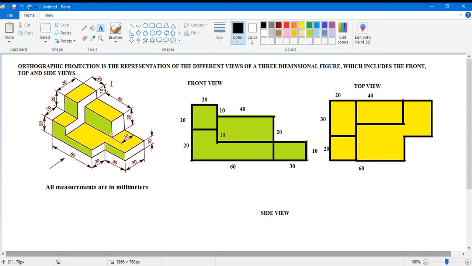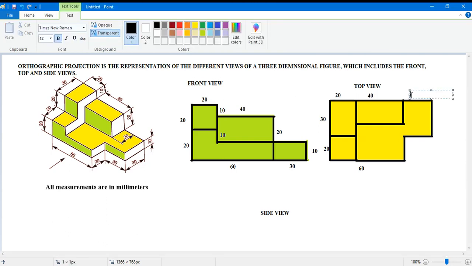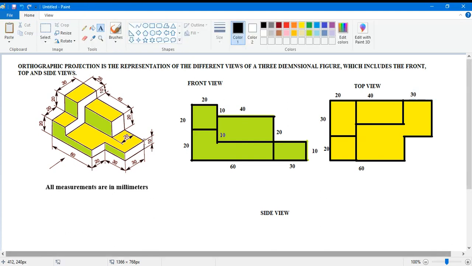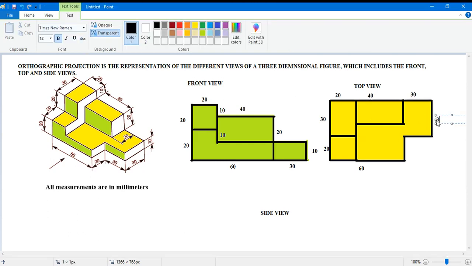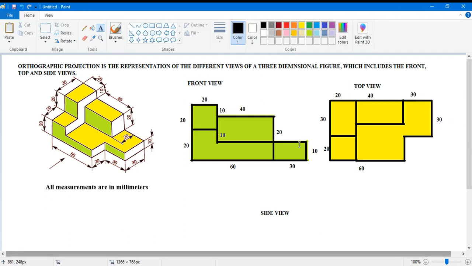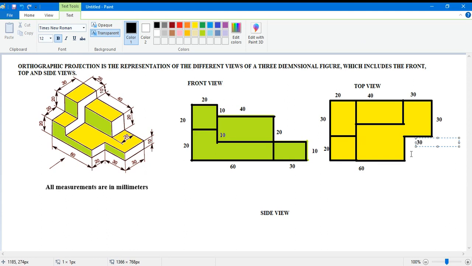You following? These are the same measurements I am using here. 20, 40. What is the measurement that we have here? It's going to be the same thing like this, which is 30. So this is 30. And what is the measurement from this one here? It's 30 as well. So I could put right here 30. The measurement of this side is the same thing like this. So this is equal to 30.